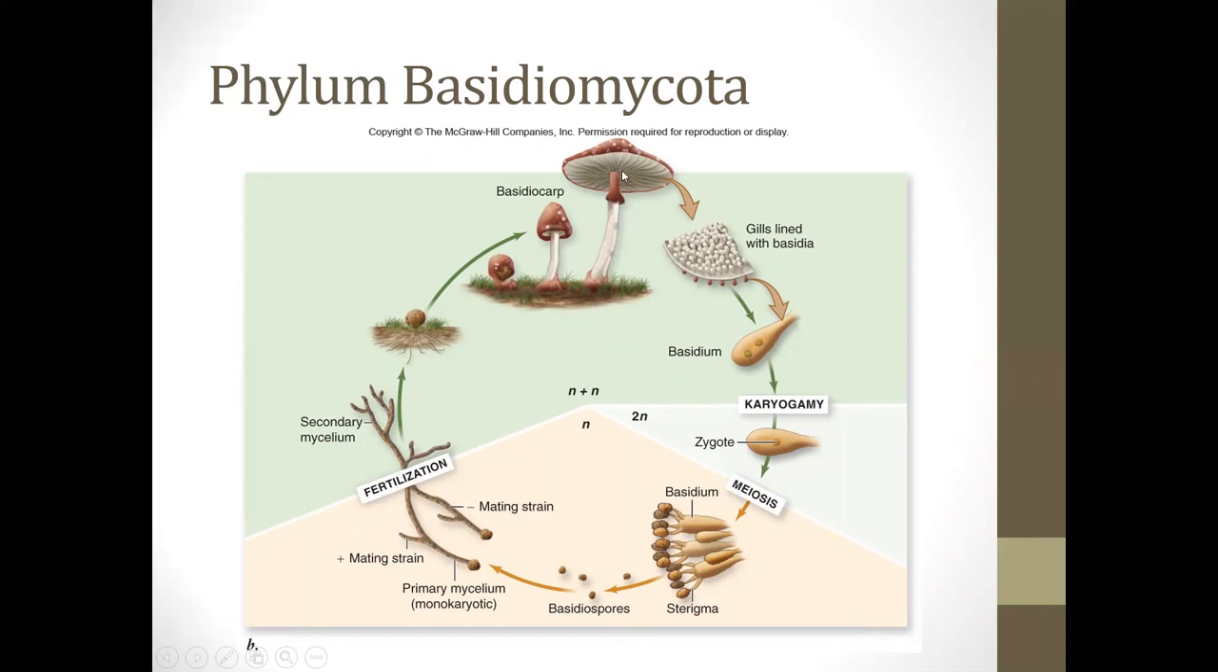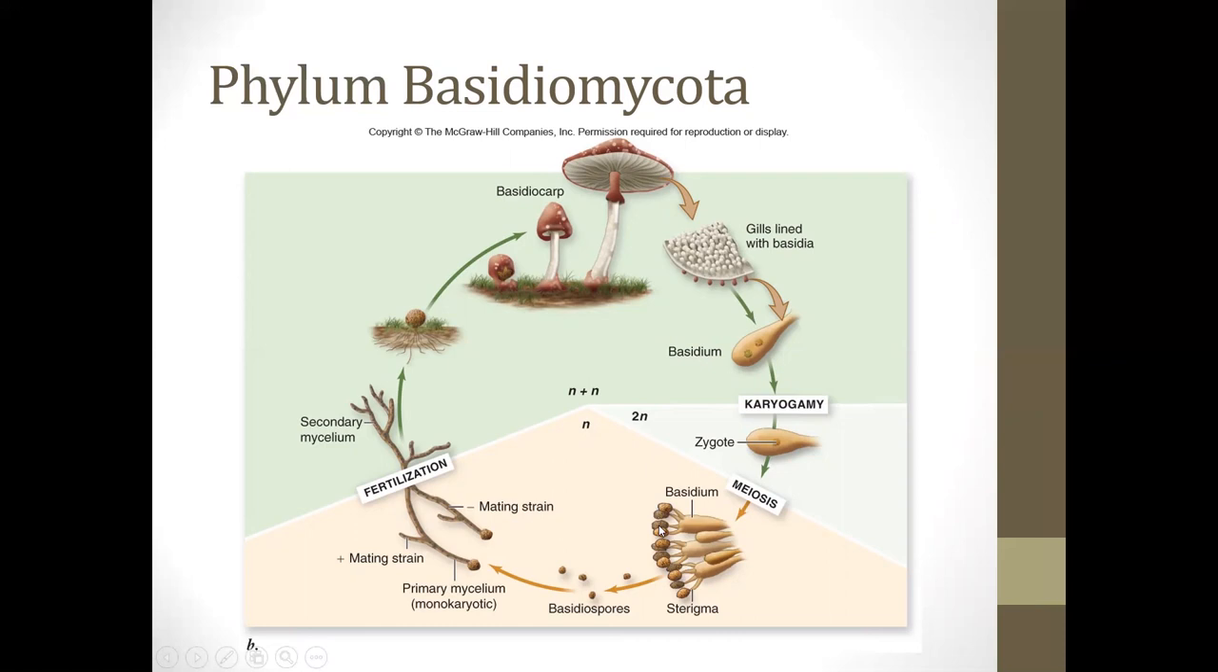And then somewhere on here, usually towards the gills, you're going to have one of the cells undergo karyogamy, where the 2 haploid nuclei fuse together. And after karyogamy, you have officially made a 2N zygote. This 2N zygote is then going to undergo meiosis. Now, this is different than Ascomycota because you only have 1 round of meiosis without the 2nd round of mitosis. So you really end up with 4 haploid spores here.